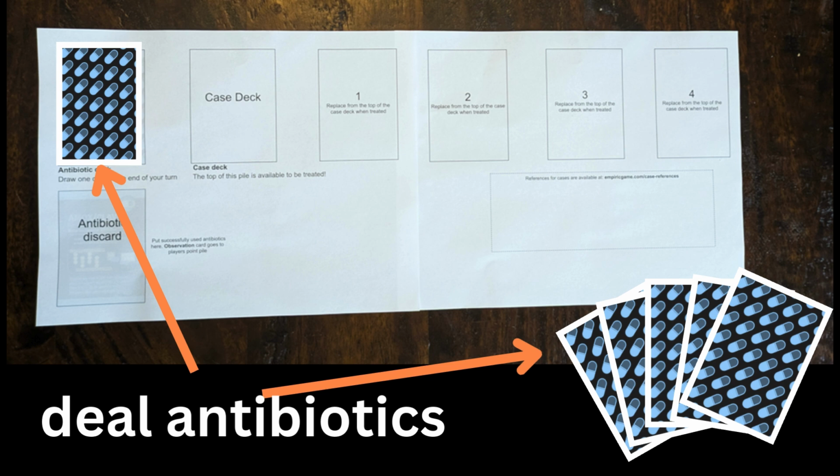So let's set the game up now that we know what the tools are in the game. We're going to take that playmat and put it on the table, and we will deal 5 antibiotic cards to each player that's playing, between 2 and 4 players, and put the remaining antibiotic cards in that top left corner where it says antibiotic deck.